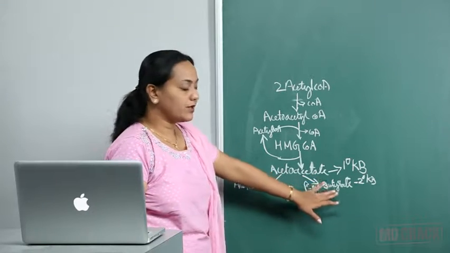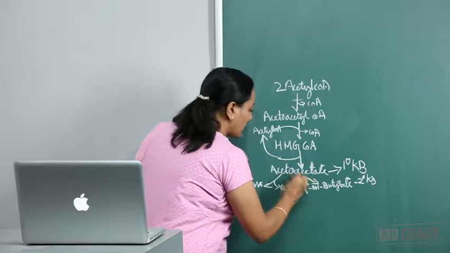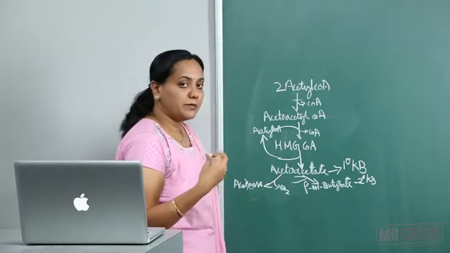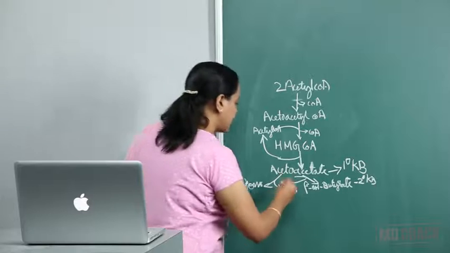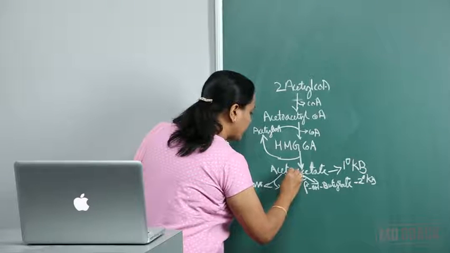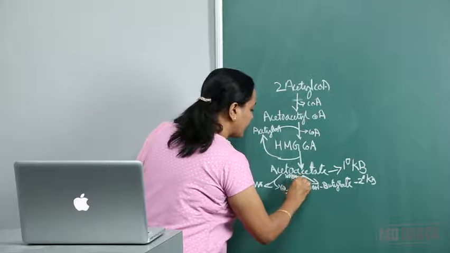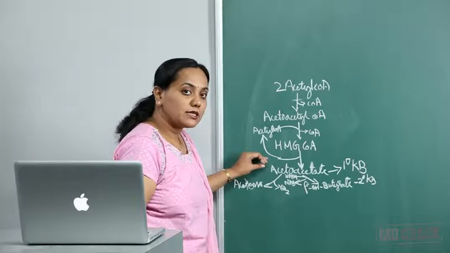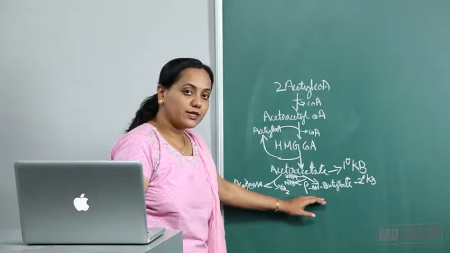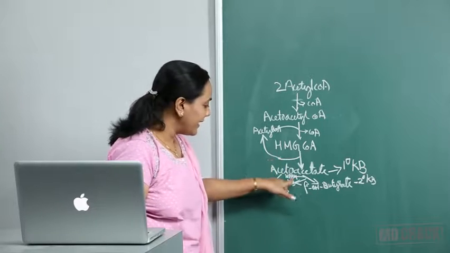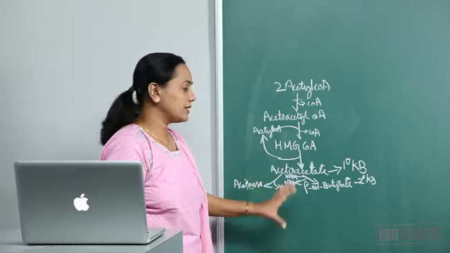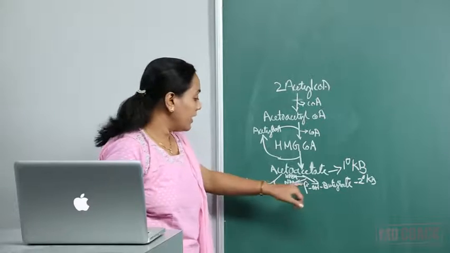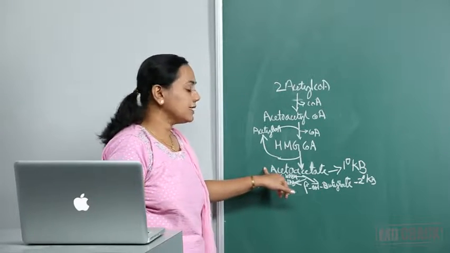Now, beta-hydroxybutyrate to acetoacetate requires NAD. The enzyme is beta-hydroxybutyrate dehydrogenase. So acetoacetate for its conversion requires NADH, which is converted to NAD+. This is a reversible reaction. Whether acetoacetate is more or beta-hydroxybutyrate is more, all depends upon the NADH, NAD+ ratio within the cell. If NADH is more, beta-hydroxybutyrate is formed. If NAD+ is more, acetoacetate is formed.